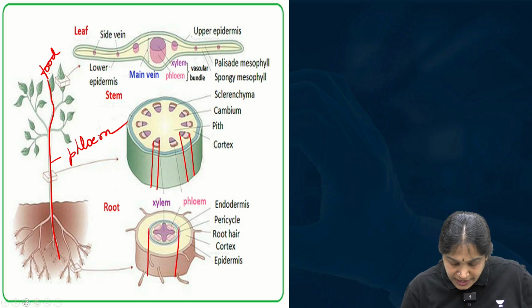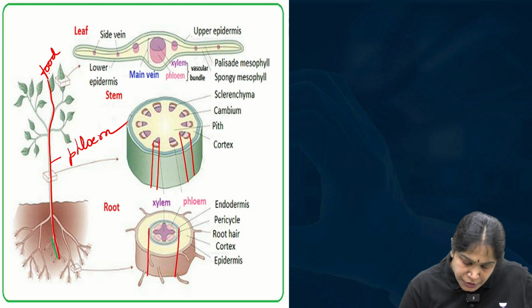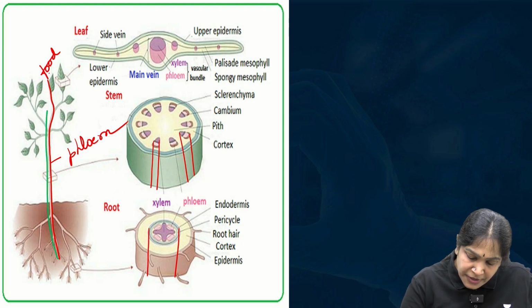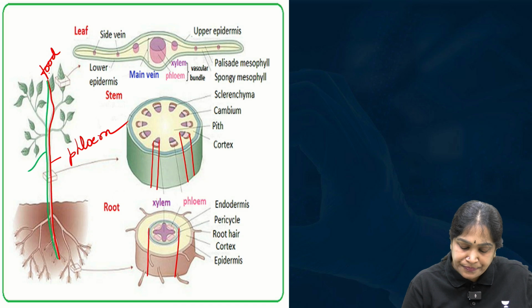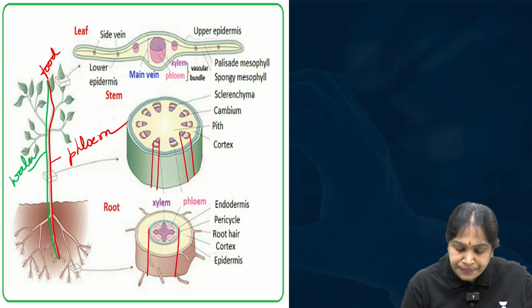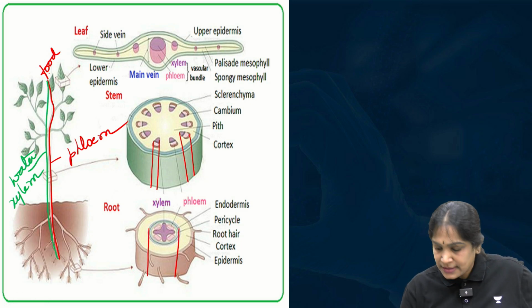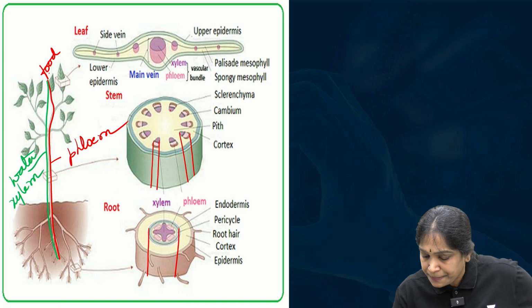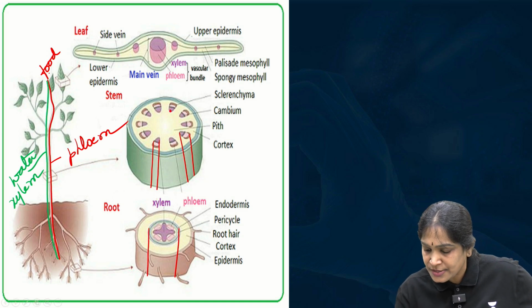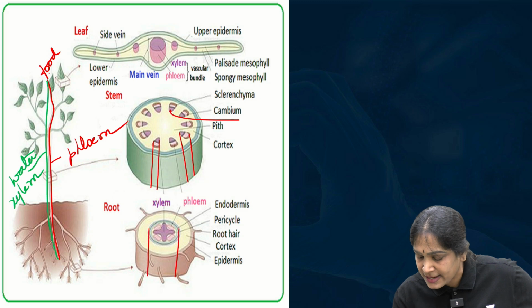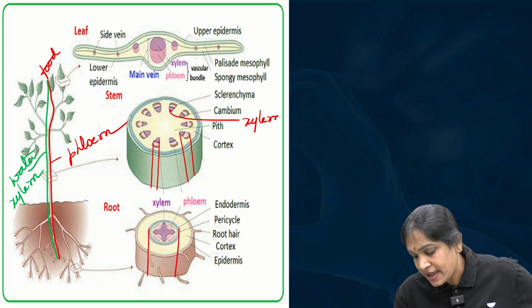And then, from the roots to the leaves, the water goes through the xylem. This purple color patch is called xylem, and this pink color patch is called phloem.